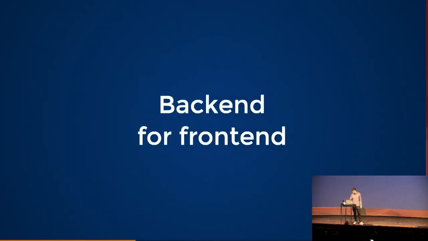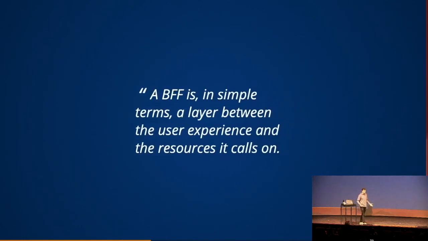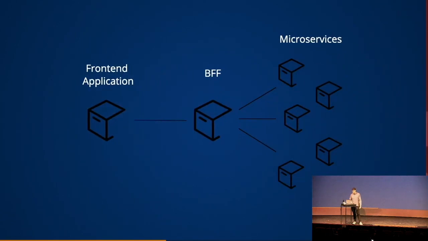So what is a backend for frontend? So I found this cool definition. A BFF, in simple terms, is a layer between the user experience and the resources it calls upon. So this is still free to interpret how you're actually going to create the BFF. So I think one of the first BFFs that were implemented, they were REST-based. So you have your front-end application, you have your BFF, where you aggregate all the data and you supply it to the front-end, and you have the microservices, which gives some other benefits, because you can do the whole authentication part on the BFF as well.